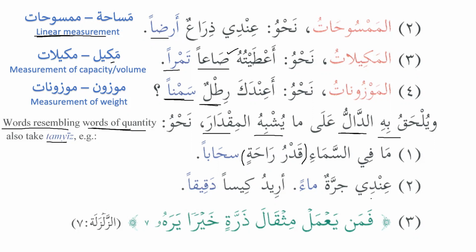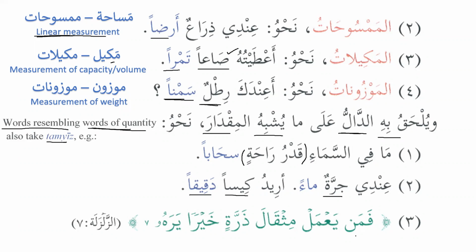Then we have, you say, indi jarratun ma'an, I have a jar of water. And when you say indi jarratun ma'an, again, you are talking about something which is the size of a jar. Then you say uridu kisan daqiqan. You say that I want a sack of flour or a bag of flour. So kisan, again, we can see that it resembles the words denoting measure of capacity. So in uridu kisan daqiqan, I want a bag of flour.